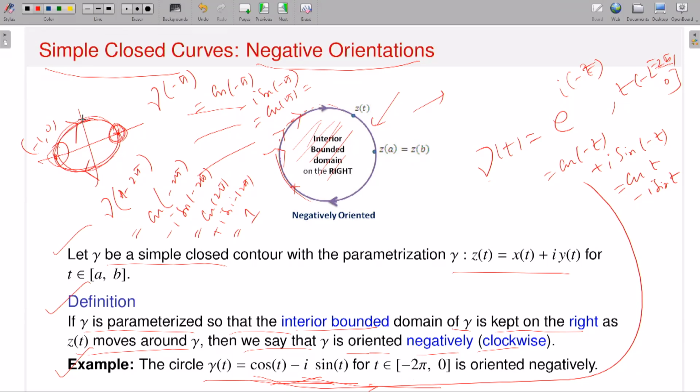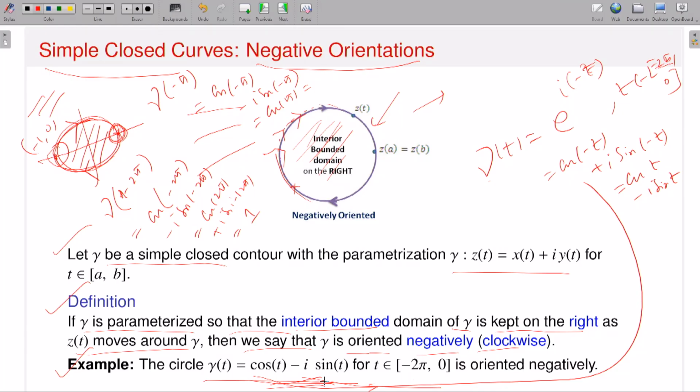Now if I move in these directions, in the right hand side I have the interior bounded domain, and in the left hand side I have the exterior unbounded domain. So this is the corresponding orientation. It is actually the negative orientation.